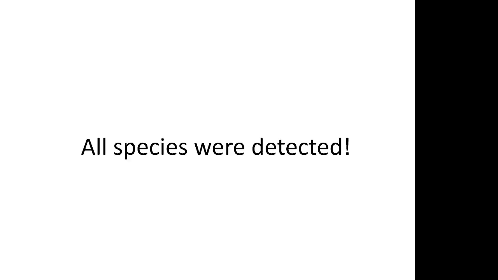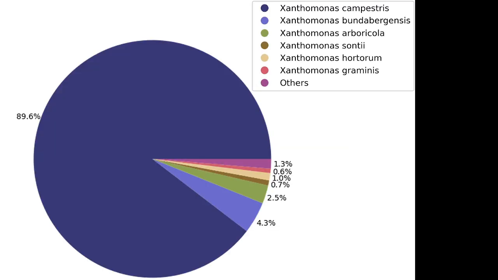And all species were detected in this case, which was a surprising result, because Xanthomonas is well known for being a plant pathogen. It's found in many plants all over the world, but it was kind of strange to see it pop up in subways. But that's what the data is telling us.